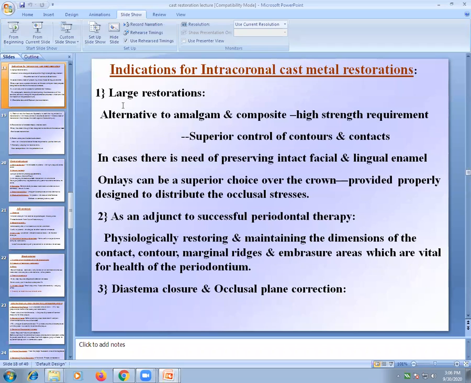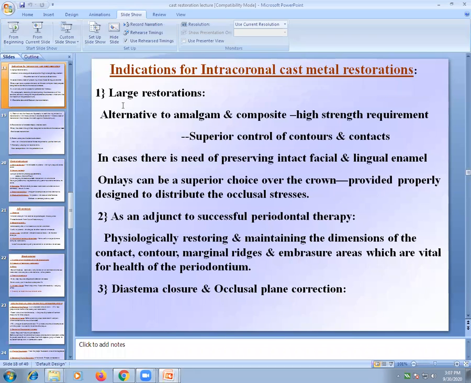And these veneers are cast restorations. Then for occlusal plane corrections, suppose there is an occlusal facet, and there is a loss of the ridge and groove pattern.